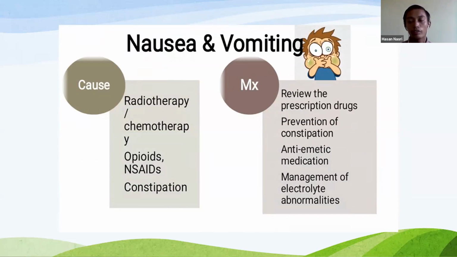So if patients are on medications, we need to review the prescriptions and also prevent constipation if we give opioids. We also give antiemetic medications, and manage the electrolyte abnormalities which are caused by the frequent vomiting. So we need to correct the electrolytes.